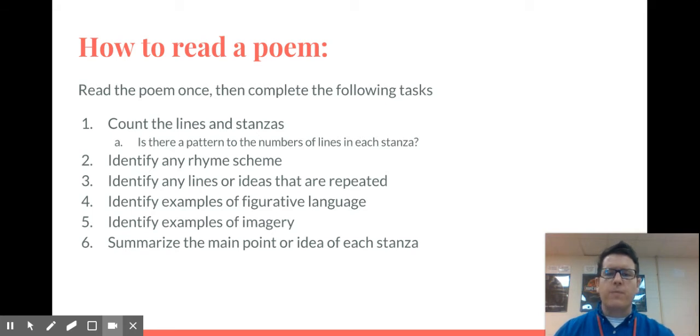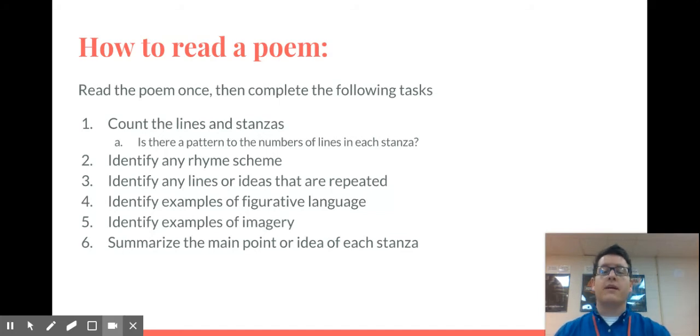So the first thing we're going to do after we read the poem is count the lines and stanzas. We're going to see if there is a pattern. Are there 3 stanzas and each stanza has 8 lines and that kind of stuff. We're just going to look for any patterns we see with lines and stanzas. Then we're going to look for rhyme scheme. And we're going to notate that on the poem itself. We're going to give each unique end rhyme or end sound its own letter.